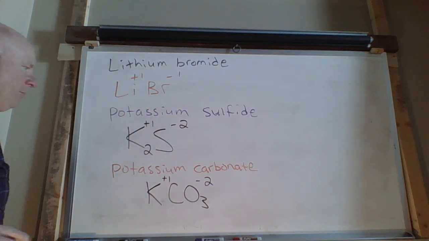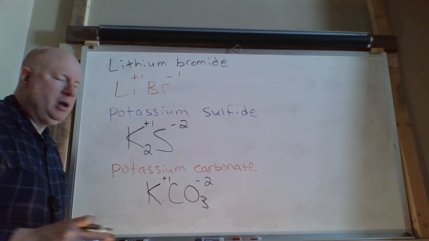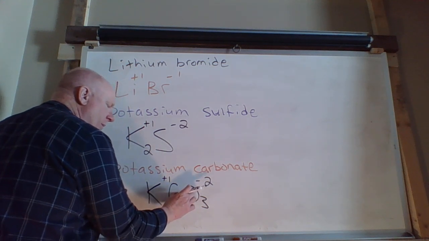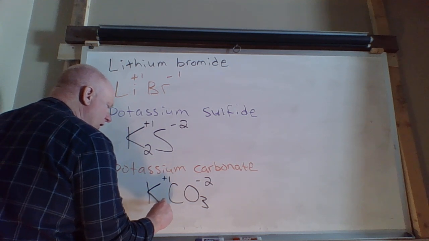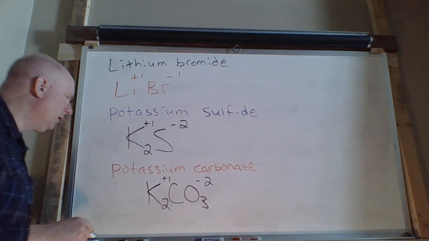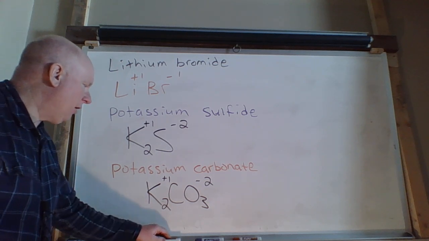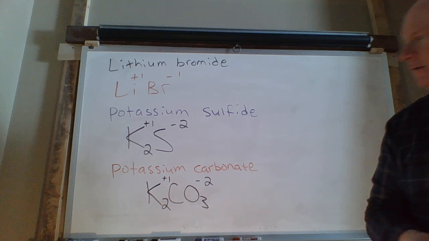So what we see happening here is the least common multiple again is 2, and 2 divided by 2 is 1, and we've got 1 carbonate ion. 2 divided by 1 gives you 2, so we've got K2CO3, potassium carbonate.